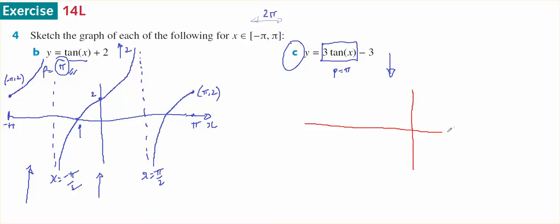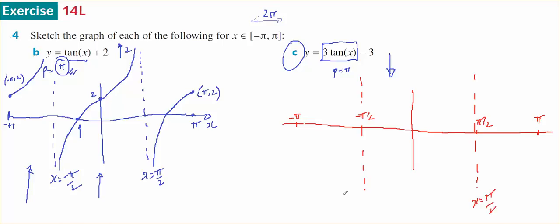If I draw my axes, that can be pi on 2, that can be pi, this can be minus pi on 2, and that can be minus pi. I'll have an asymptote at these values, so I'll label the asymptote. I know that it's going to normally look like this, but be steeper, and then it's been moved down 3, so it's going to go through there at negative 3.